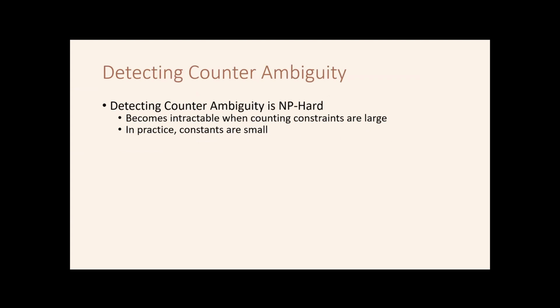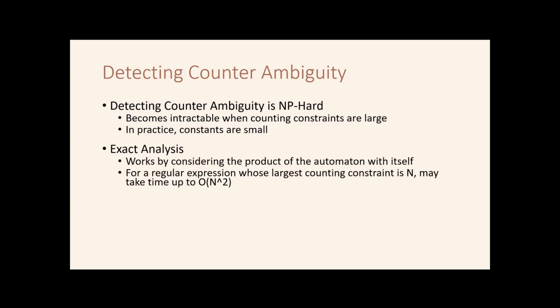Detecting counter ambiguity is NP-hard. When you have counting constraints that are very large in orders of magnitude, this problem might become intractable. However, in practice, these constraints are pretty small, so it's not that much of a problem. We developed an exact analysis technique.